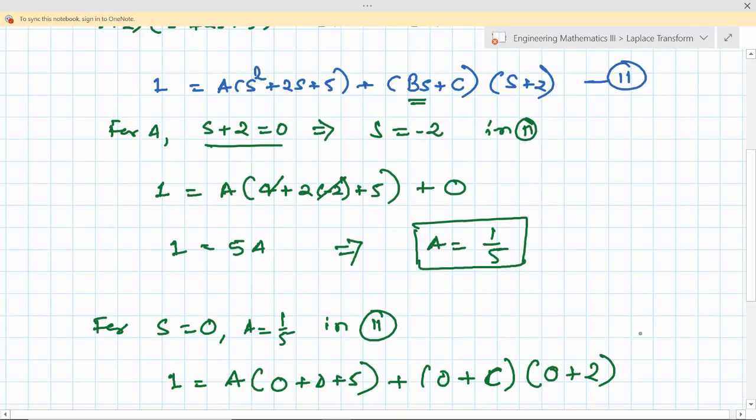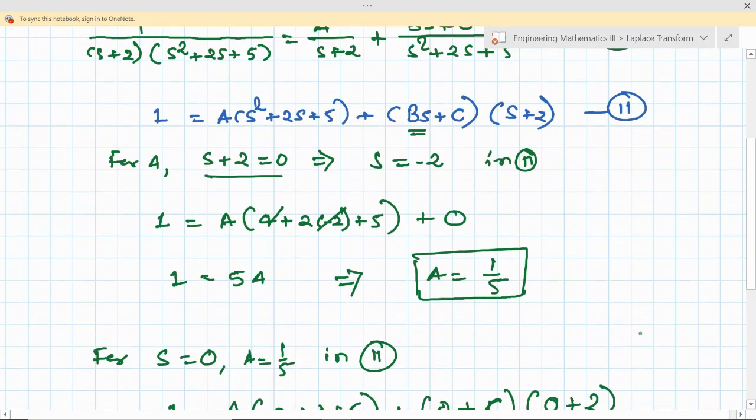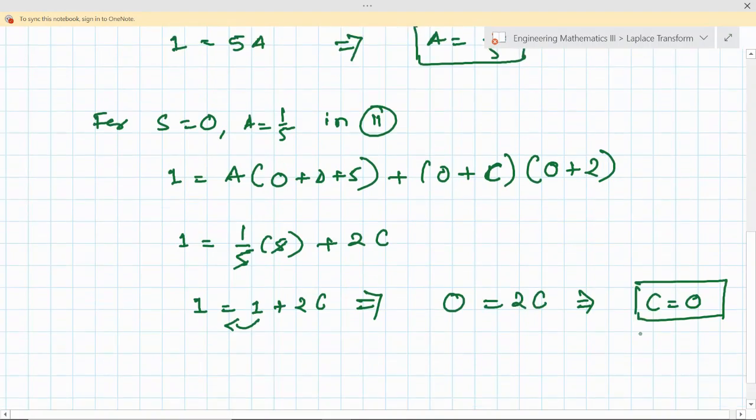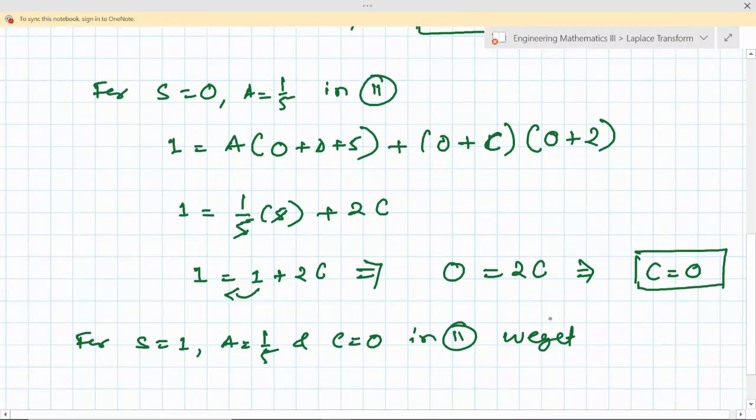And now with a is equal to 1 by 5 and c is equal to 0 in equation number 2, take s is equal to whatever you want. So for example, the smallest value, suppose I take s is equal to 1, because this equation number 2 is true for all values of s. Okay, so for b, simply for s is equal to 1, a is equal to 1 by 5 and c is equal to 0 in equation number 2, let us see what we get.